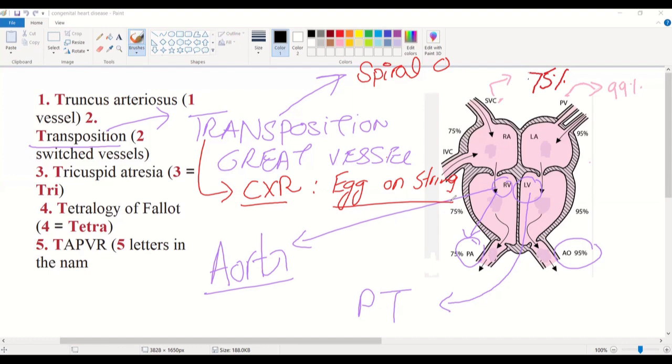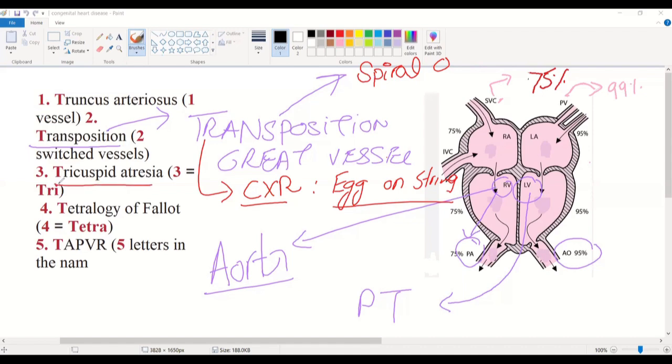So the high yield in transposition of great vessels is failure of the aorticopulmonary septum to spiral. What about truncus arteriosus? Failure of aorticopulmonary septum formation. Which thing is necessary for its formation? This is again a high yield concept: neural crest migration. Sometimes they ask about neural crest cell migration failure leading to these congenital heart diseases.